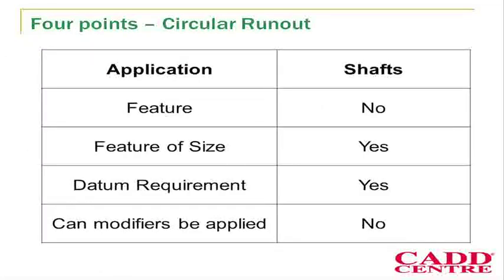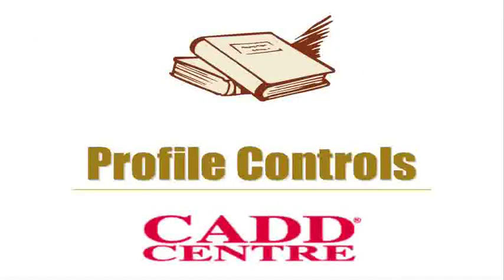To conclude, the circular runout can apply only for a feature of size, not for a feature. It requires a datum, and modifiers cannot be applied for a circular runout. Similarly, the total runout can be applied only for a feature of size. A datum is required for applying the total runout. Since it can be implied only on RFS, modifiers cannot be applied. Next come the profile controls.